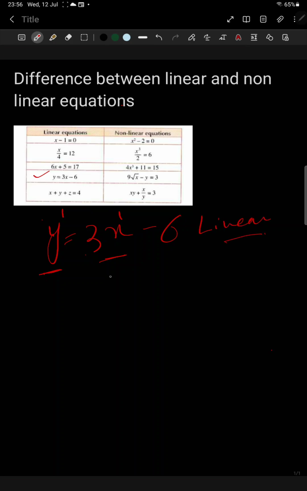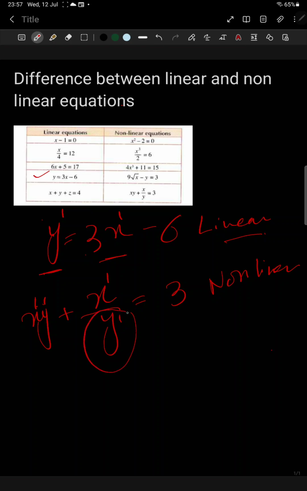On the other hand, if I say x plus xy plus x over y is equal to 3, this will be an example of a non-linear equation, as the maximum power is 1 plus 1, 2, and 1 over here. One more thing, in a linear equation there should be no variable in the denominator. Over here the variable is in the denominator, so that's why it is an example of a non-linear equation. This is another reason. Thank you.